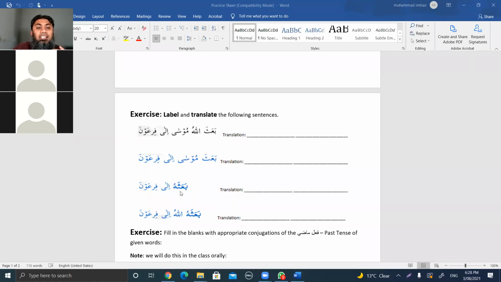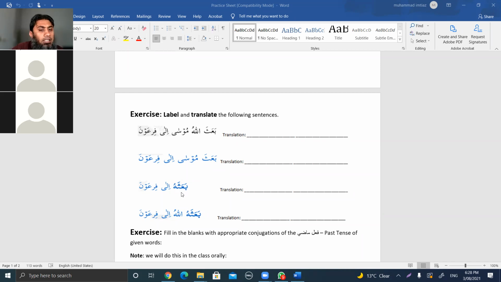Now, ba'asa means he raised or he appointed. He appointed who? Him. Because hu is the meaning of him. Hu is the attached version of huwa, because pronouns have two versions, independent and attached. Huwa is the independent form, which means he. And hu is the attached form of huwa. Hu means him, or it could mean his. Sometimes it means him and sometimes it means his. And huwa means he.